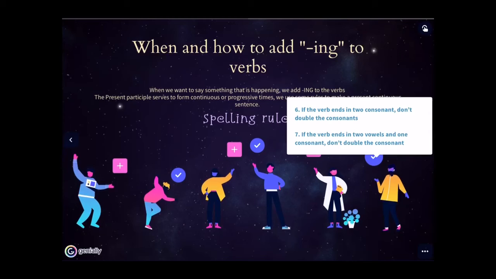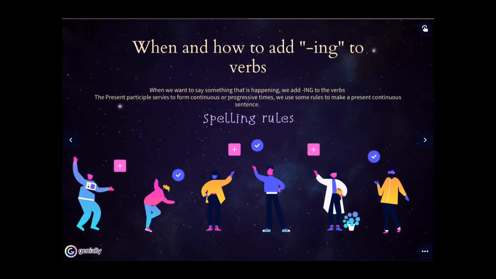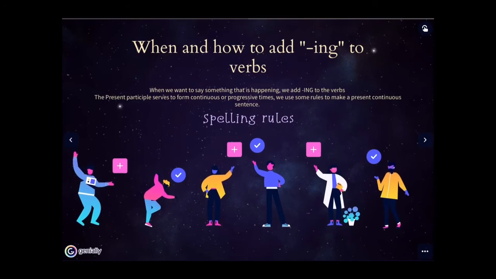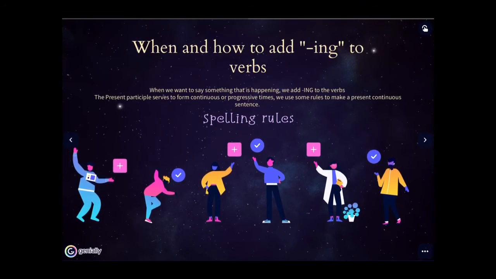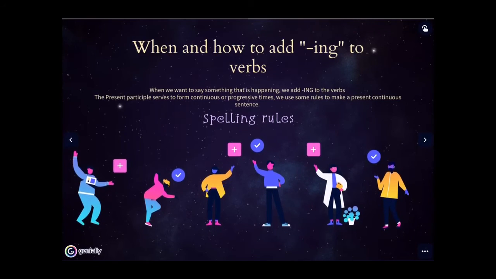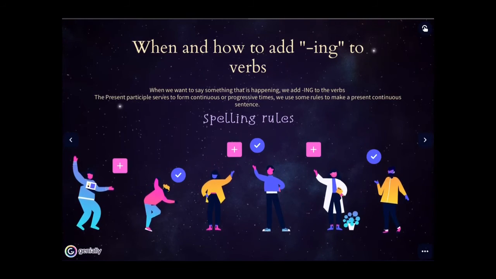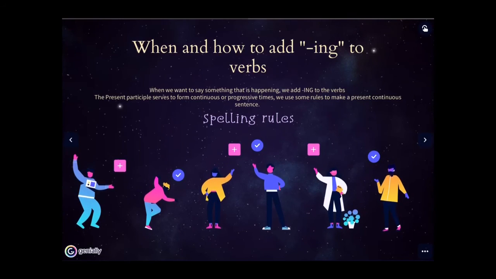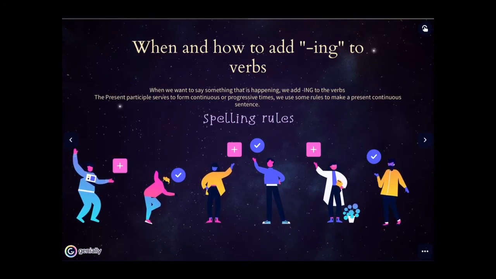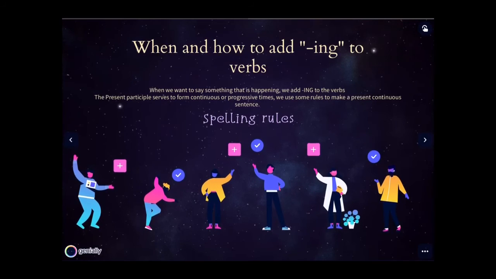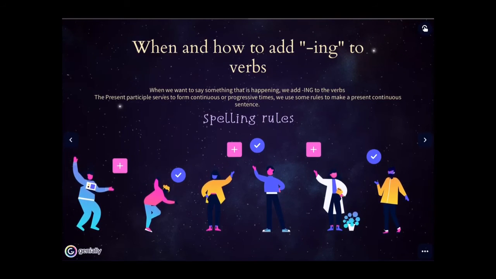And another rule that exists is that we don't double the last consonant with verbs that end in Y, X, and W. Examples of these verbs are snow becomes snowing. We don't double the W. And another is study. We just add the ing and it becomes studying.